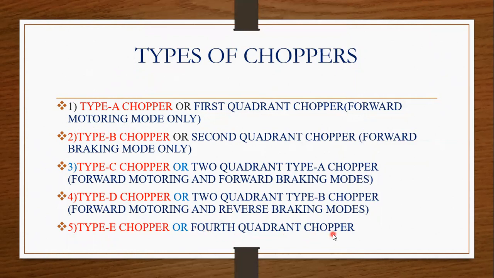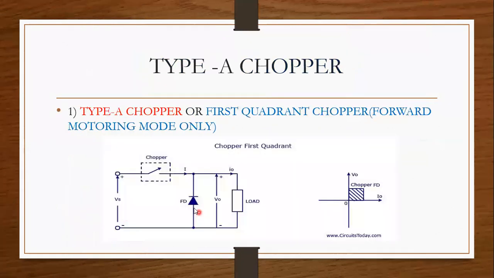Then type E chopper is also called a four quadrant chopper. So it operates in four quadrants. Okay, and type A chopper, or first quadrant chopper, is called forward motoring mode.